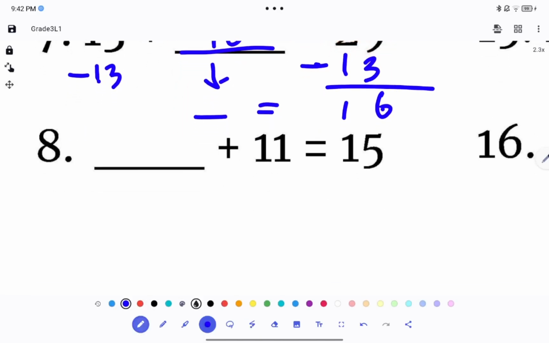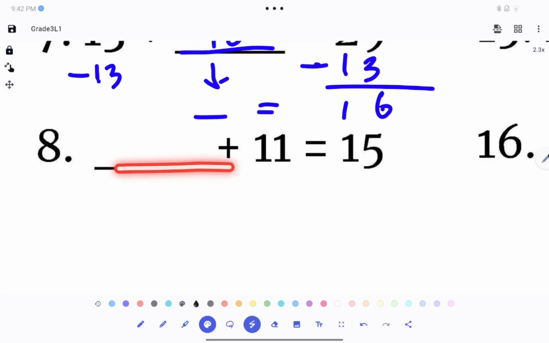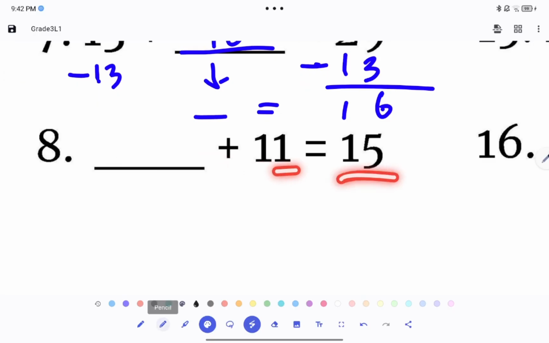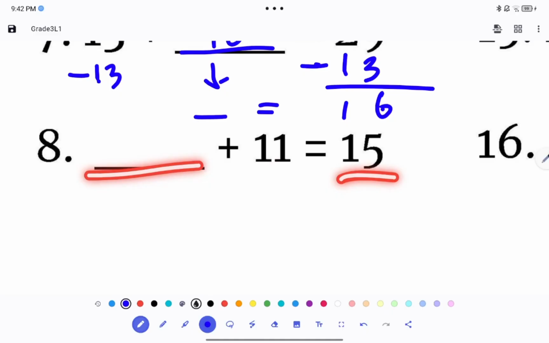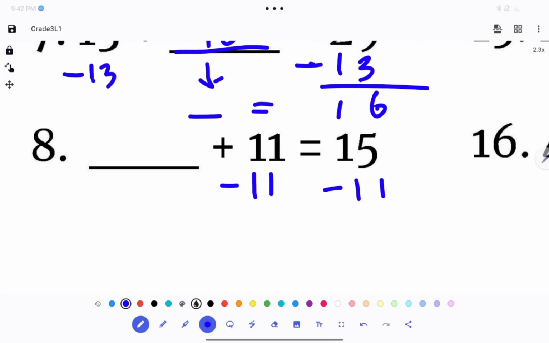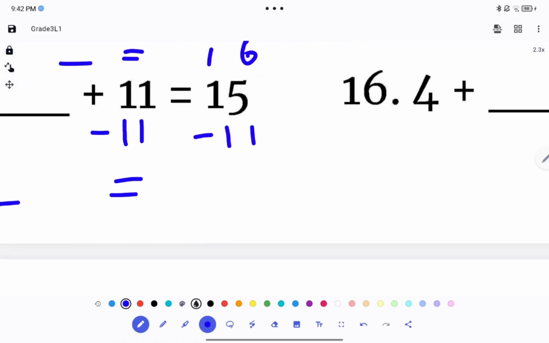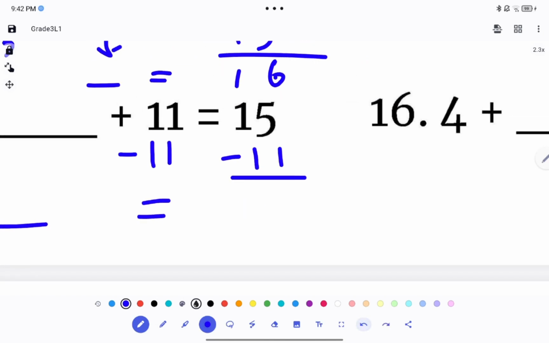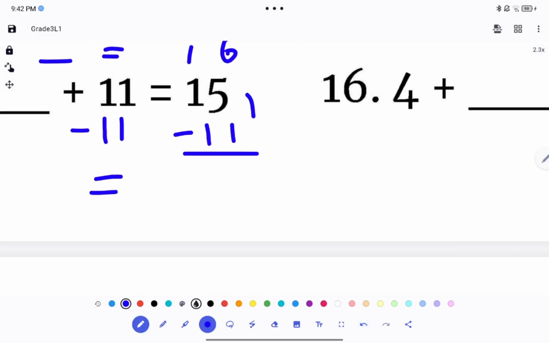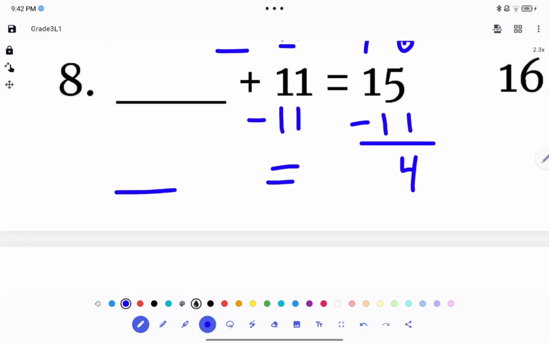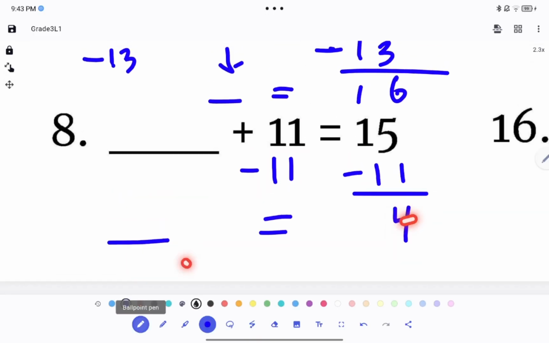Alright, now we have something plus 11 is equal to 15. We want to get this all by itself, so what do we do? We subtract the 11 from both sides, and then we get the unknown number is equal to 15 minus 11. The 10s cancel out, so that becomes 0, and you don't even need to write that really. And then you have 5 minus 1, which is just equal to 4. So you find that the unknown number is equal to 4. So you just write in a 4 right here. 4 plus 11 is equal to 15.